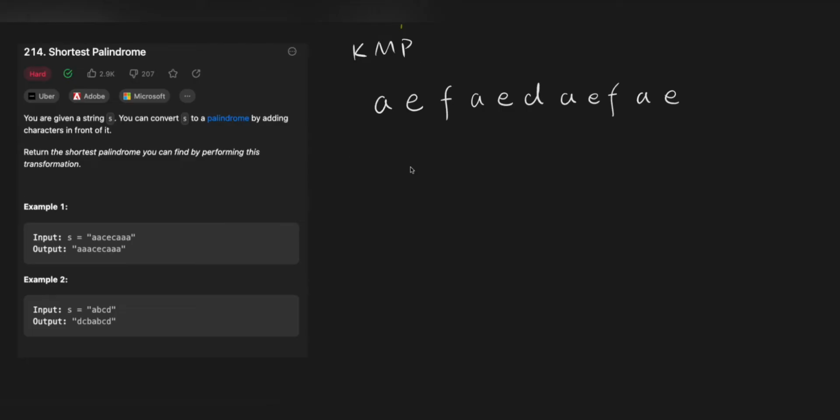Basically, we want to generate an array or a list of this whole pattern. Let's take some index notes first. So the index of this string would be 0, 1, 2, 3, 4, 5, 6, 7, 8, 9, 10.